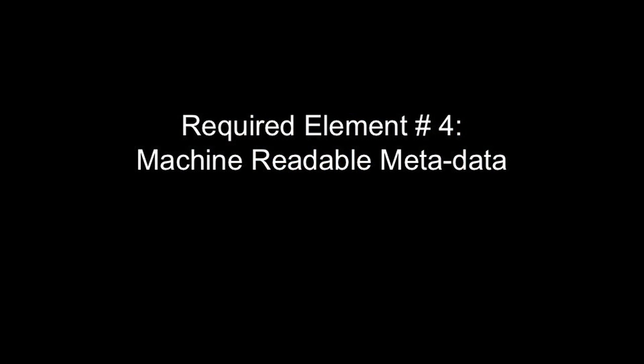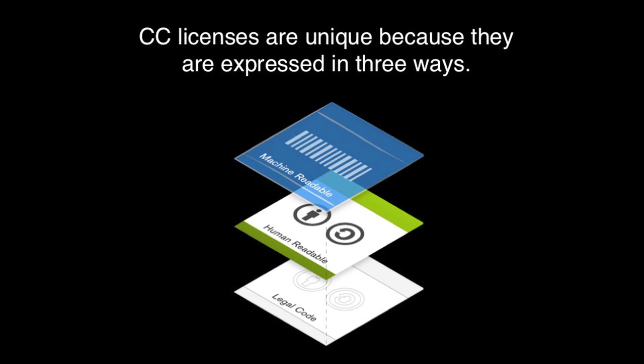Number four, machine-readable metadata. How do we find, search, and discovery continues to be an issue and a challenge? How do we think about it? CC licenses are expressed in three ways. This is part of the uniqueness of the space.